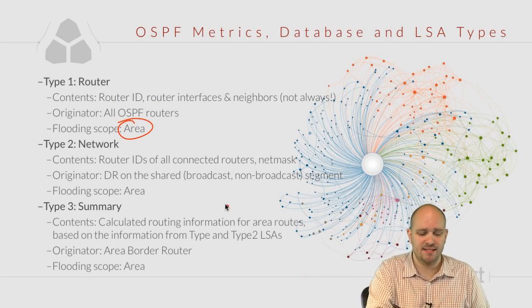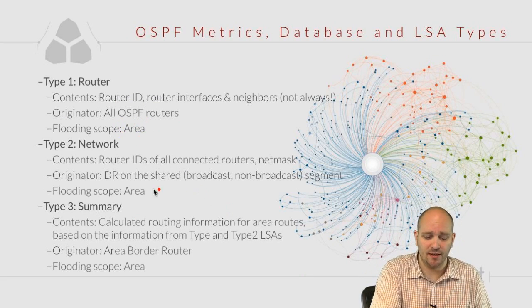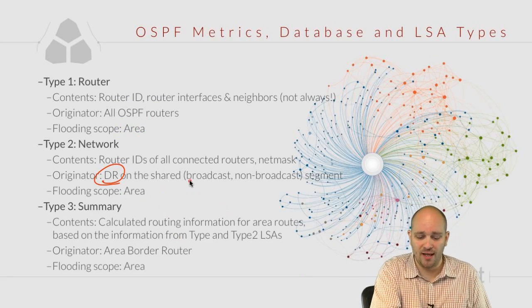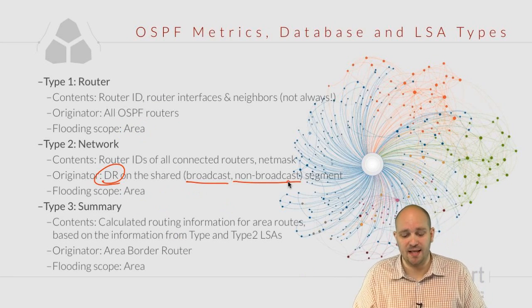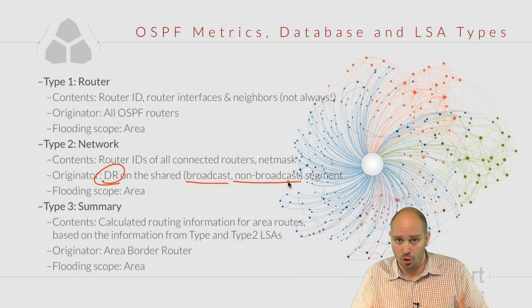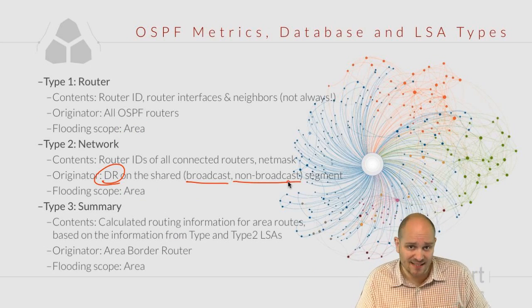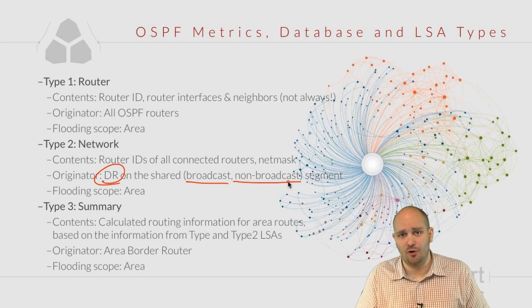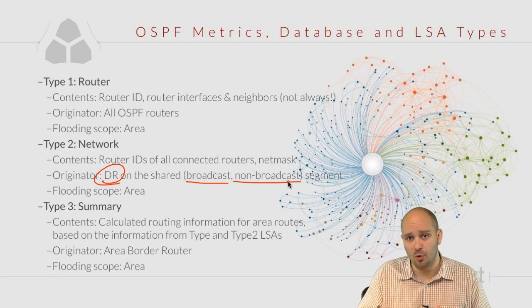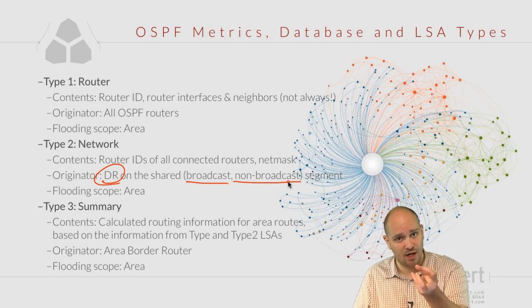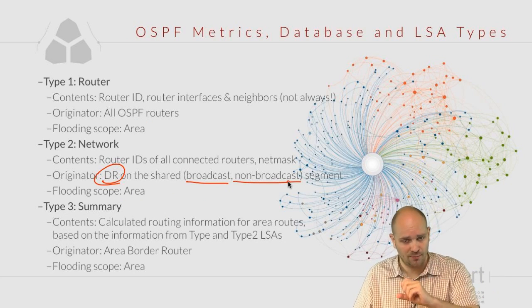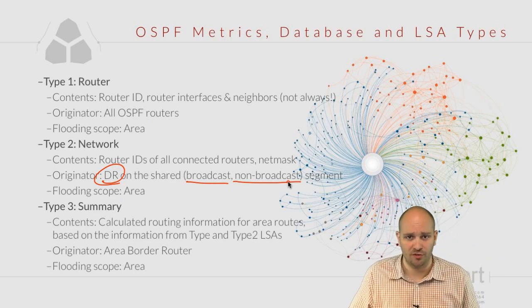Type 2 LSA is generated by the designated router on the segment. So when we have broadcast and non-broadcast network segments, you know that they are going to elect the designated router, and this designated router is going to generate type 2 LSA representing this entire network as the pseudo-domain, we talked about this, to the rest of the network.